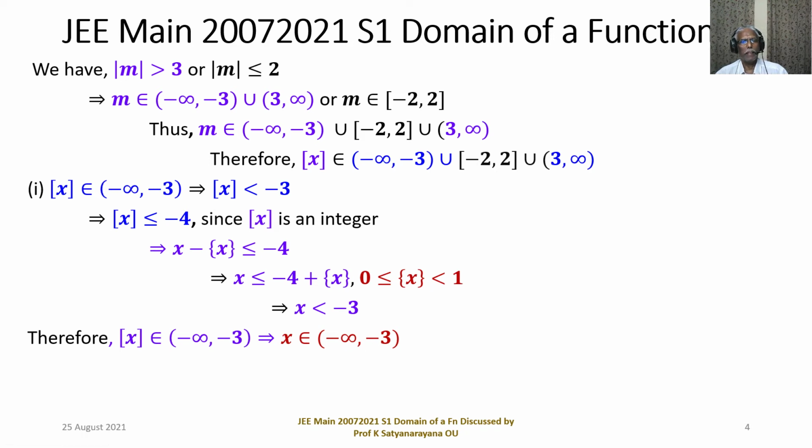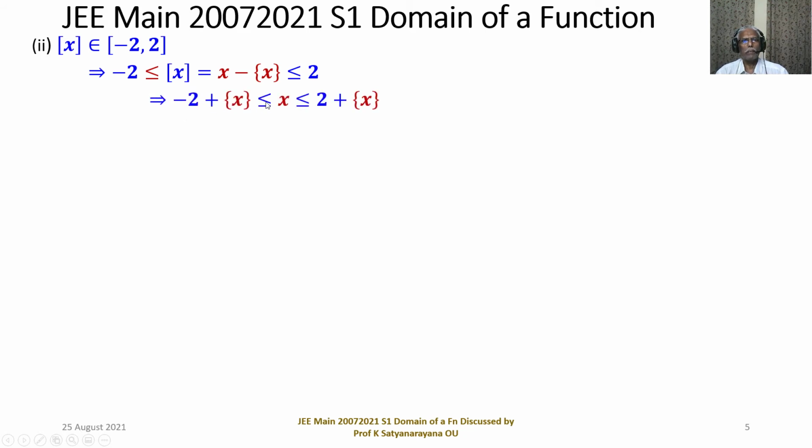We consider the second case. The second case is [x] belongs to the closed and bounded interval [-2, 2]. This implies -2 ≤ [x] ≤ 2. [x] is equal to x minus the fractional part of x, so add the fractional part of x throughout. Then you will get -2 + {x} ≤ x ≤ 2 + {x}.